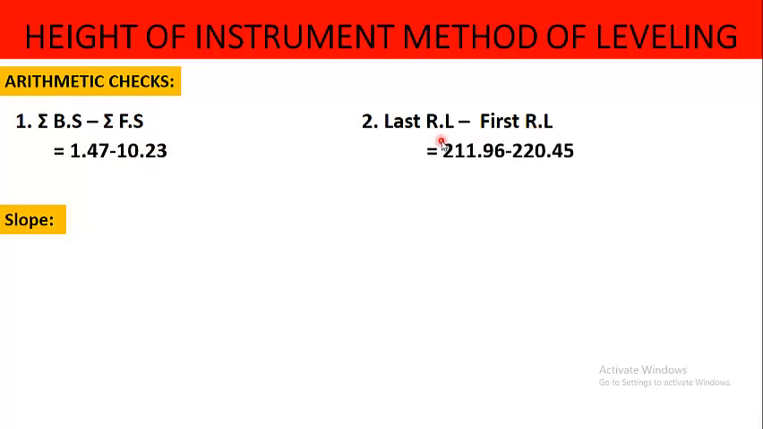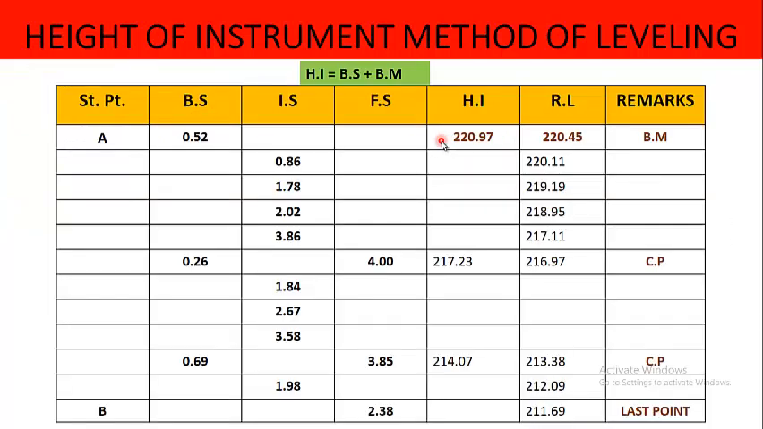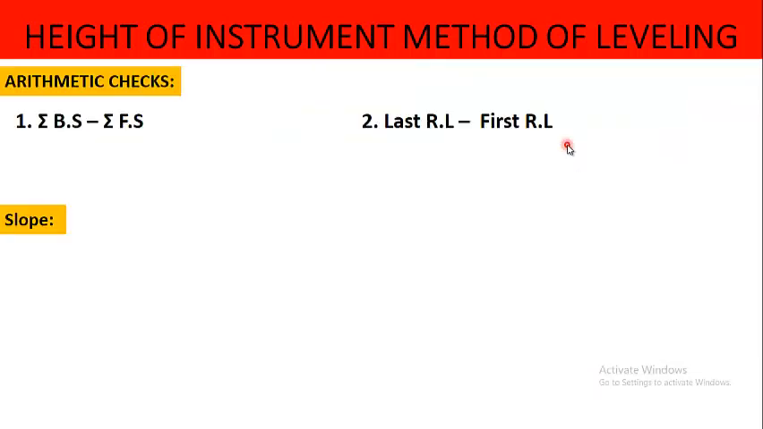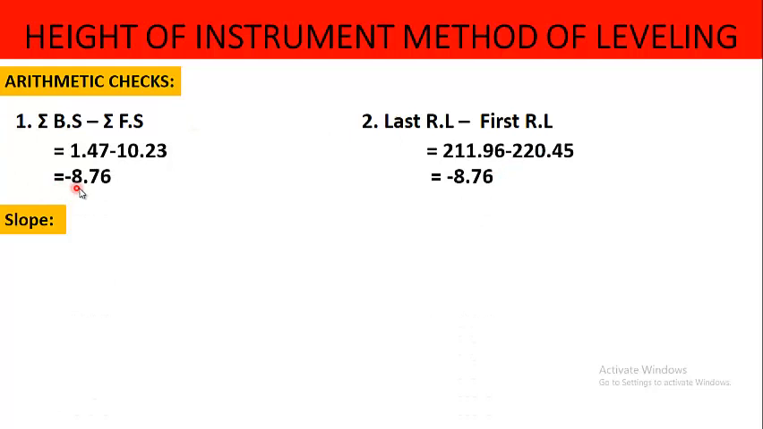Similarly, the last reduced level, as we can see in the table, is 211.69 and the first reduced level is 220.45. That is last reduced level minus first reduced level. The difference comes out to be minus 8.76. If these values are the same, it means that the calculation we have done is okay, it's alright.